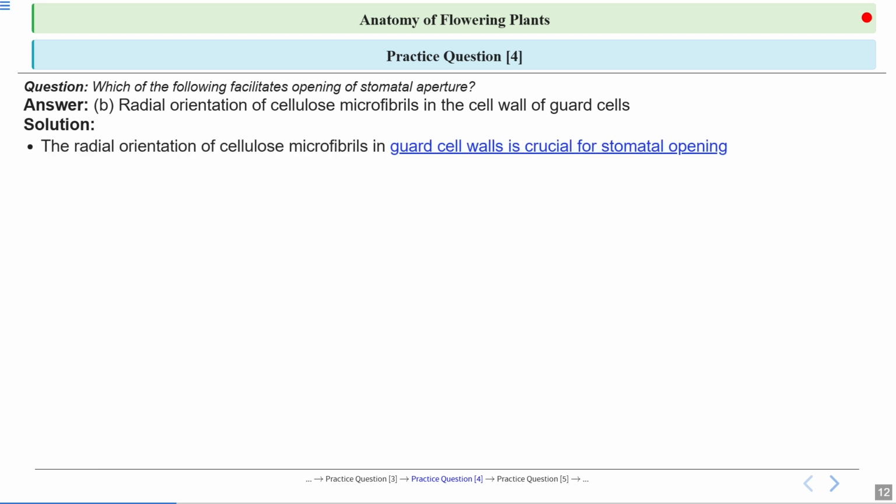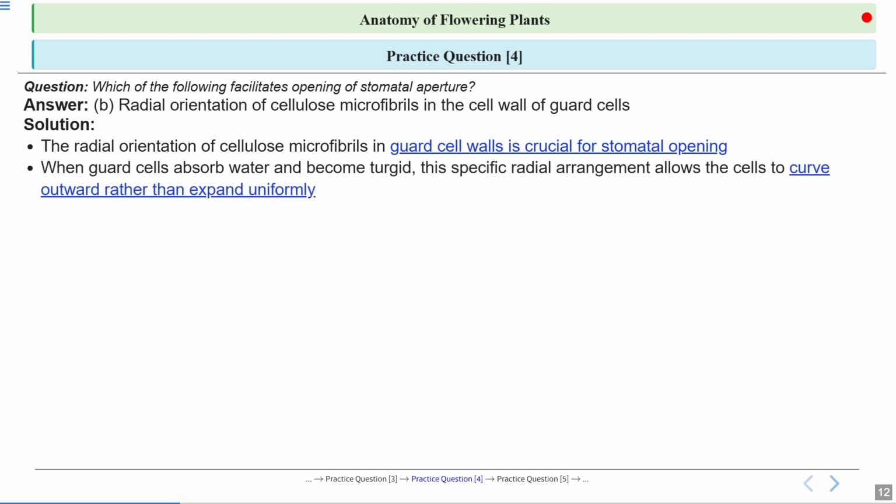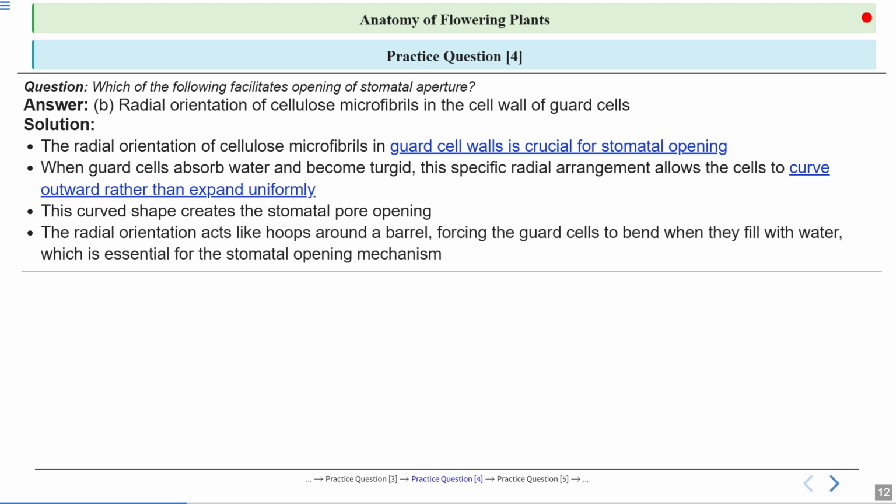The radial orientation of the cellulose microfibril in guard cell is crucial for stomatal opening. When the guard cell absorbs water and becomes turgid, this specific radial arrangement allows the cells to curve outward, right? If they are not present radially, then they will not curve outward but rather expand uniformly. So this curved shape creates the stomatal pore opening, right? Radial orientation acts like a hoop around a barrel, forcing the guard cells to bend when they fill with water, which is essential for the stomatal opening mechanism.